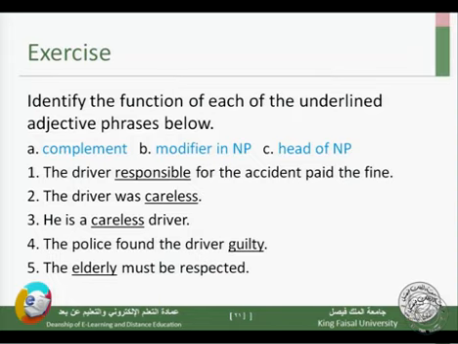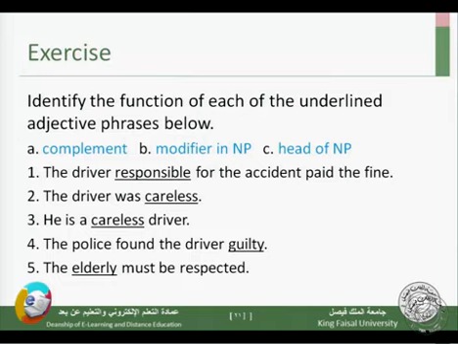Number 2, the driver was careless. We have the subject and the verb to be, and then we have careless. We can't say the driver was and end the sentence, so careless is necessary for the completion of the meaning. Careless is a complement. The correct choice is A for number 2.